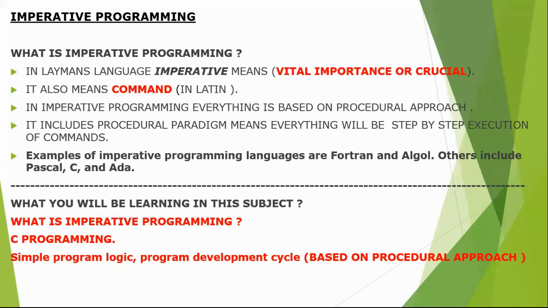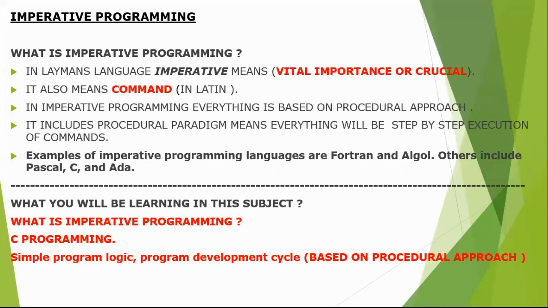So basically, out of the past programming languages, C programming was considered one of the advanced programming languages in the initial days, if you compare it with Fortran, COBOL, Pascal, and earlier languages. It also means a command in Latin. Now in Latin it means command. So whatever you'll be executing within imperative programming will be generated or replicated through your commands. So in imperative programming, everything is based on a procedural approach.